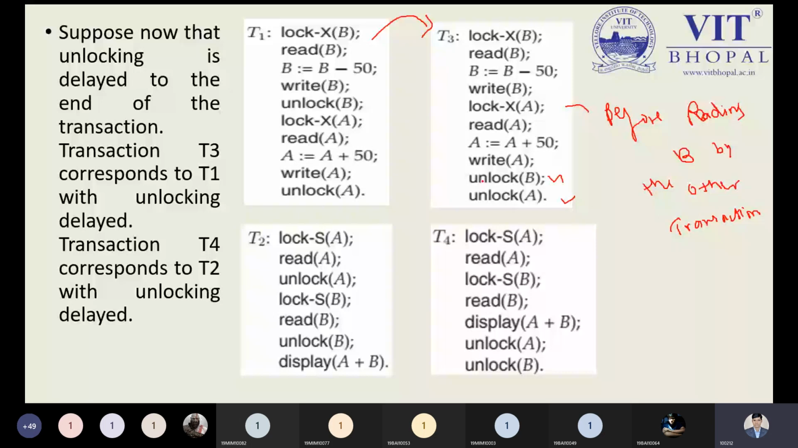Here this concept is known as the unlocking delay. Okay, this is known as the unlocking delay. So we can write T1 as T3 and T2 as T4. Now see, we have used a lock in shared mode on A over here. We are reading and we are not unlocking. I'm writing unlock like this after display over here. So this is known like this.